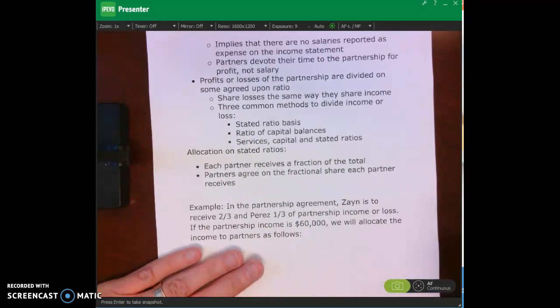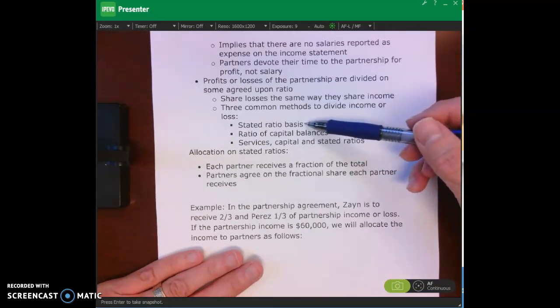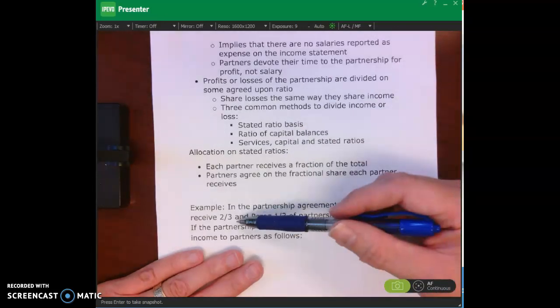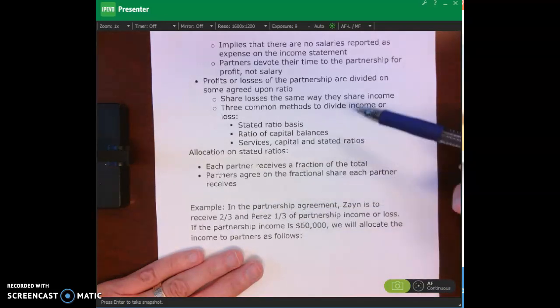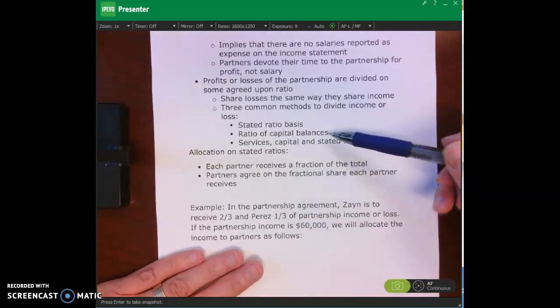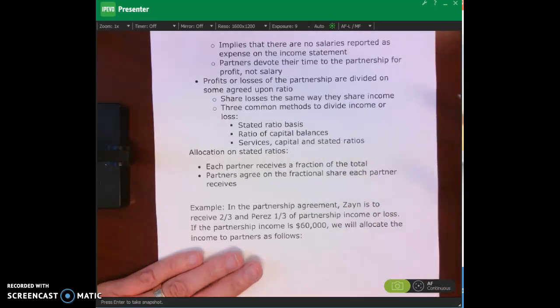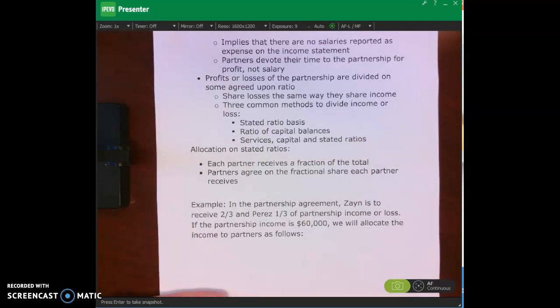So there's three different ways that we'll talk about. Could do it on a stated ratio basis. So the partnership agreement just says that Kayla, for example, gets 2/3 of income or losses and Perez gets 1/3. We could do it based upon their capital balances, or we could do it based upon services, capital, and stated ratios. So let's look at this first one, stated ratio.